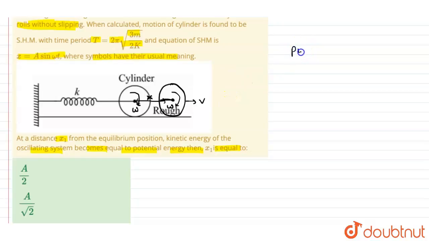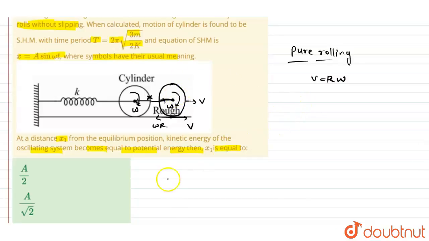For pure rolling we know that v should be equal to r omega. In this direction we have omega r, and for this point the velocity is v. If we consider a point here, omega r is the velocity in the opposite direction, so for the pure rolling case v should be equal to r omega. That's always true. Now let us try to write the equations for the potential energy as well as the kinetic energy. It takes place on a rough surface, so friction is also applicable.